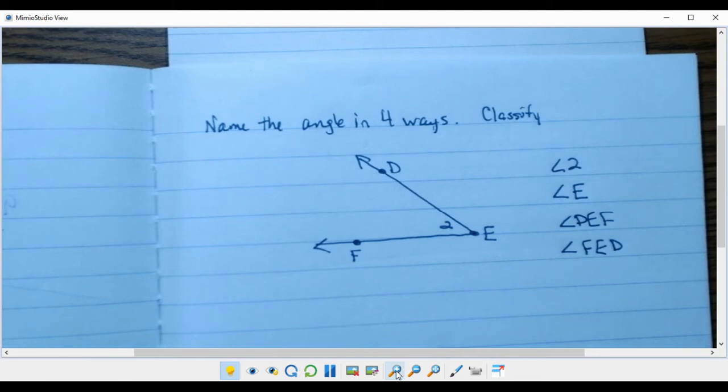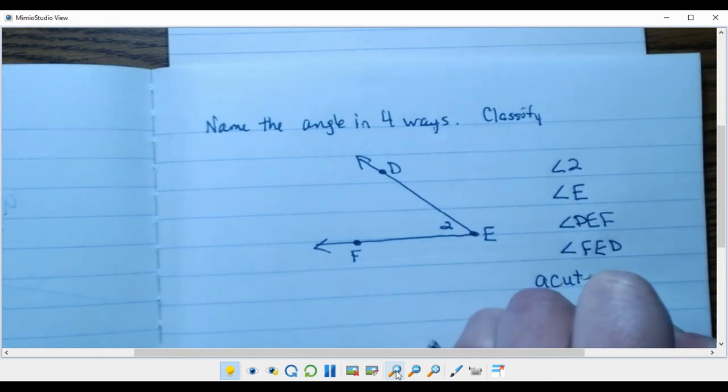Then it asks me to classify. What type of angle is it? Acute, obtuse, right, or straight? And this happens to be an acute angle. That's all they want for that.